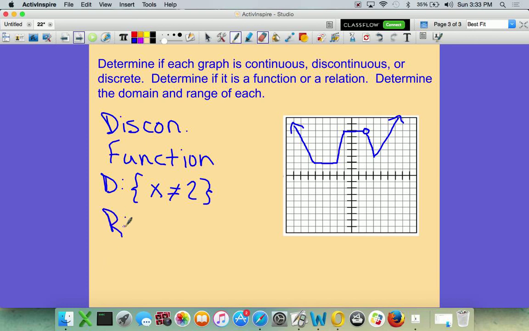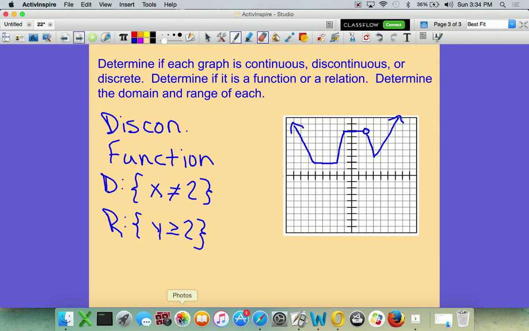For our range, let's take a look. Range is y values. As we're going here, our lowest point is at this 2 value. There's nothing lower. Does everything above 2 work? Yeah, everything above 2 works. Even this 7 here, even though there's an open circle here, 7 works there, and there, and over here, and way over there also. So we can say y is greater than or equal to 2 for our range.